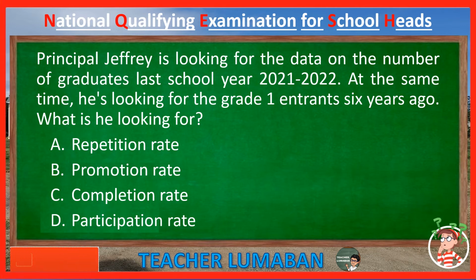Choose the suitable answer based on the given choices in 5 seconds. 5, 4, 3, 2, 1. Letter C is the correct answer. Completion rate. Principal Jeffrey is looking for the data on the number of graduates last school year 2021 to 2022. At the same time, he's looking for the grade 1 entrance 6 years ago. He is looking for completion rate.